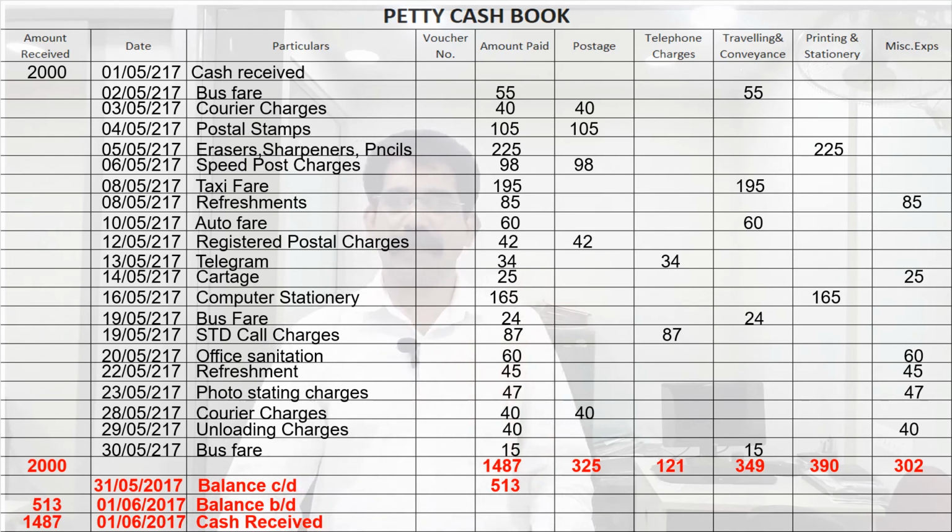After completing the total of the columns, you can again grand total each. If you take the sum of all these totals, it will come to 1487. So in a two-way form, you can confirm the accuracy of your total in a vertical way and a horizontal way. So we have completed the petty cash book.